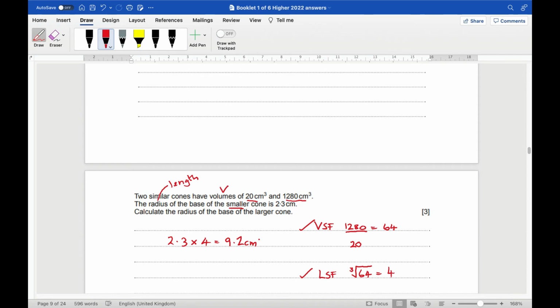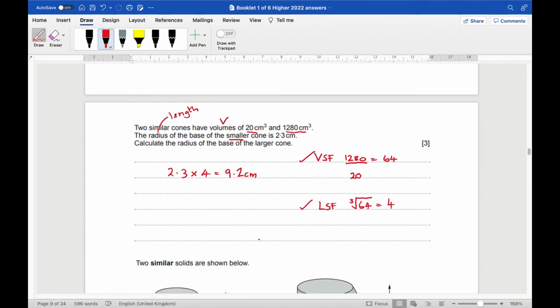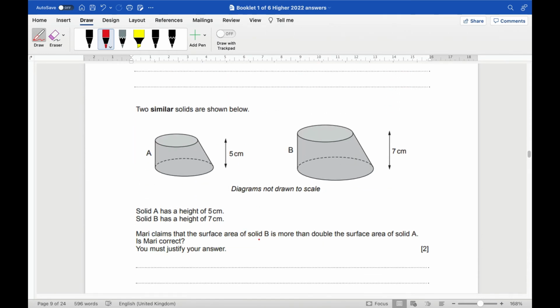Computer's on my lap here and seems to be heating up a lot. Anyway, let's crack on. Hope it doesn't just die on me. Here we go. I'm sure we'll be okay.